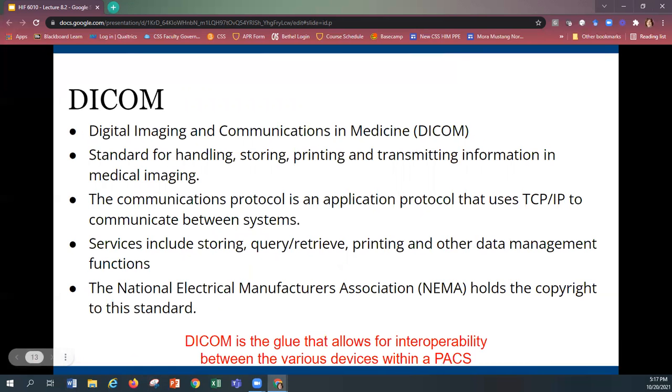DICOM is Digital Imaging and Communications in Medicine. It is the standard way we handle, store, print, and transmit information in medical imaging. The communications protocol is an application protocol that uses TCP/IP to communicate between systems. And then services include storing, querying and retrieving, printing, and other data management functions. The National Electrical Manufacturers Association, or NEMA, holds the copyright to this standard. DICOM is really the glue that allows for interoperability between the various devices within a PACS system.